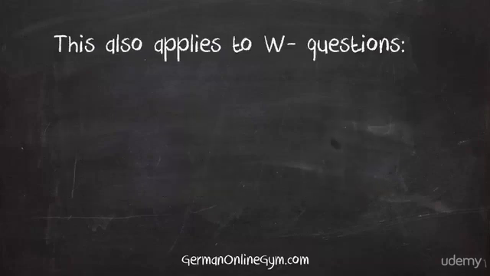This rule also applies to the so-called W questions. These are questions that start with W, such as woher, where from, wie, how, and wo, where. Let's have a look at some examples.